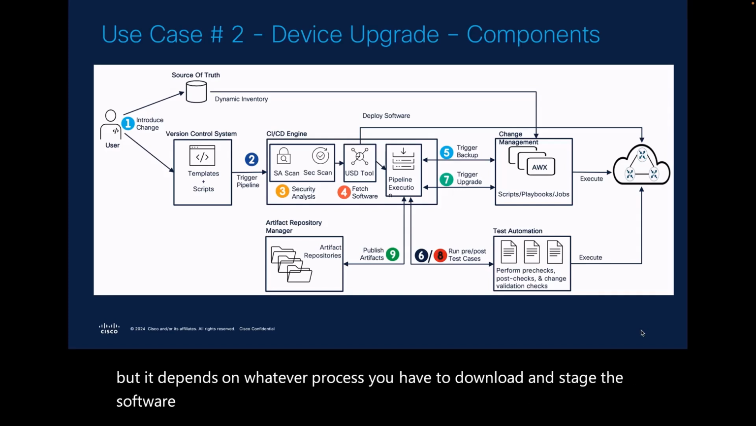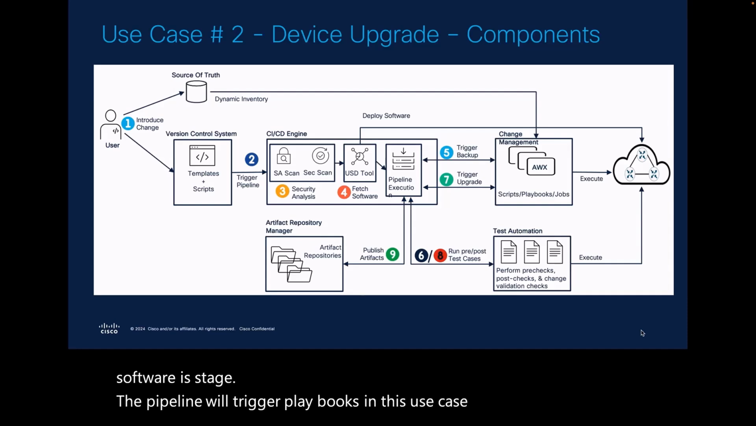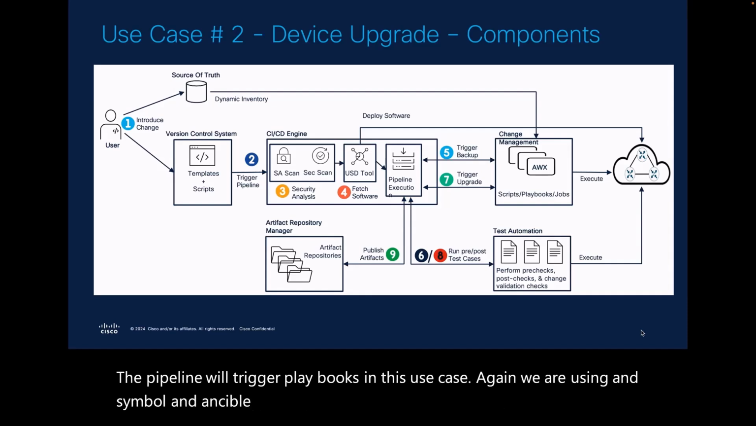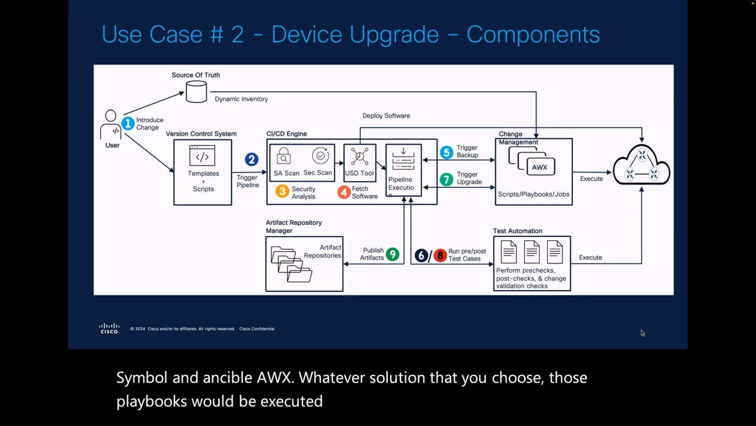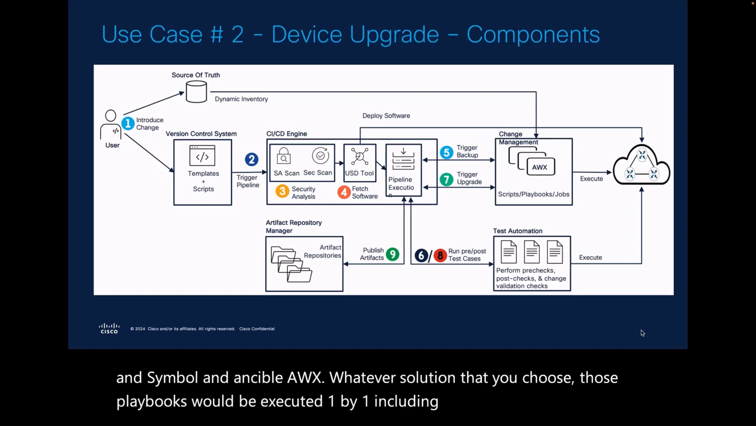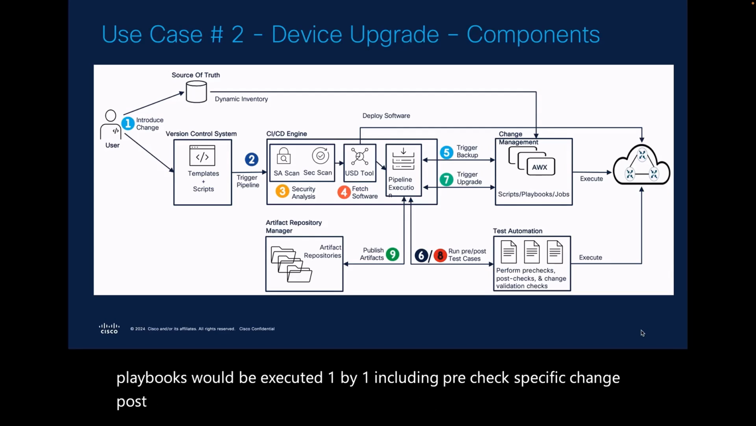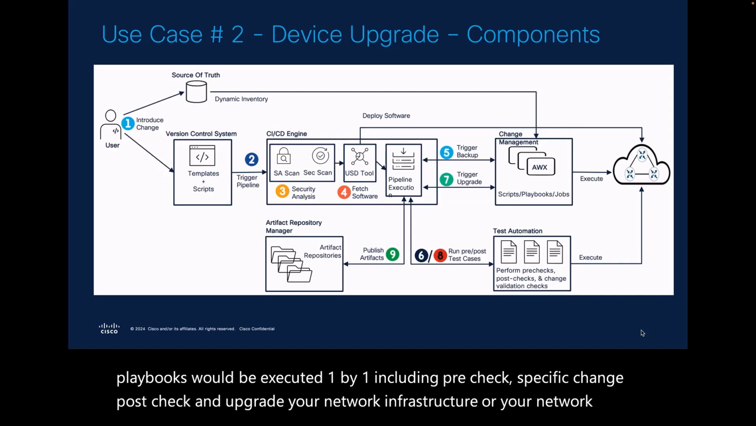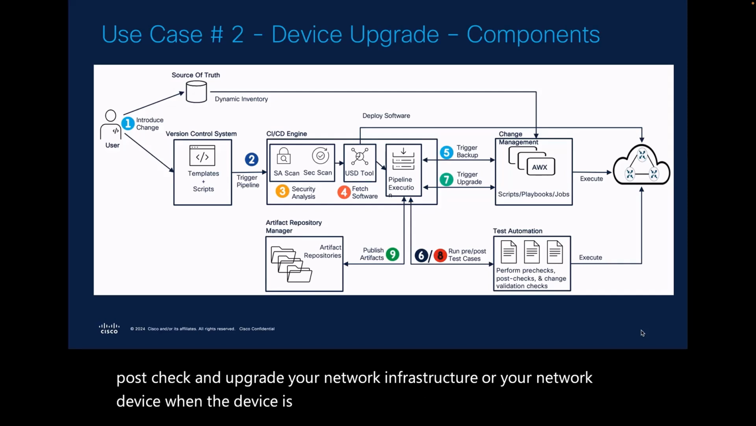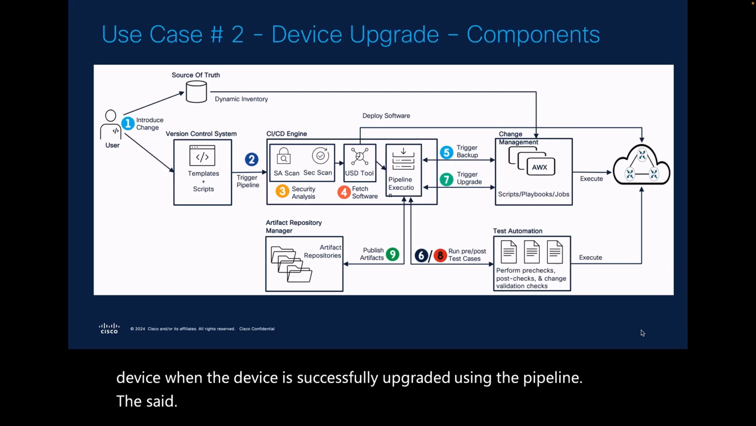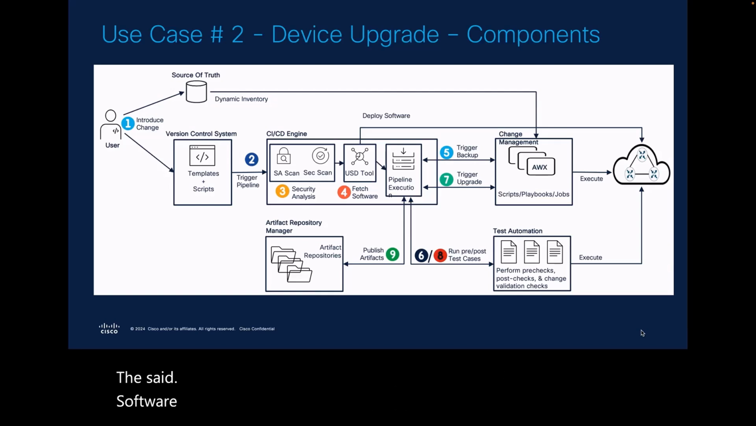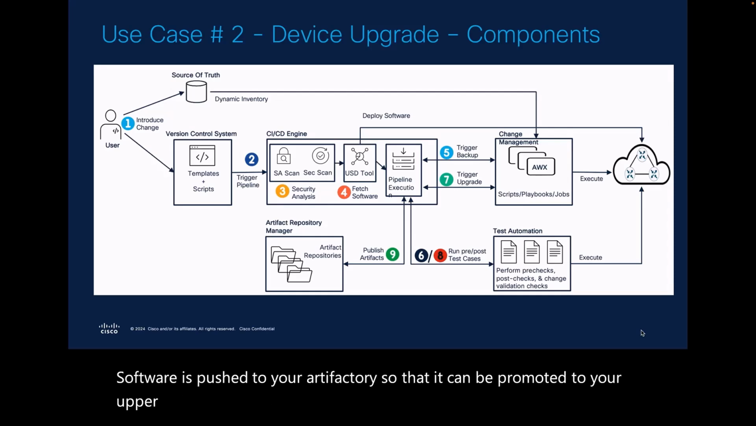Once software is staged, the pipeline will trigger playbooks. In this use case, again, we are using Ansible and Ansible AWX. Whatever solution you choose, those playbooks would be executed one by one, including pre-check, specific change, post-check, and upgrade of your network device. When the device is successfully upgraded using the pipeline, the said software is pushed to your Artifactory so that it can be promoted to your upper environment such as production.